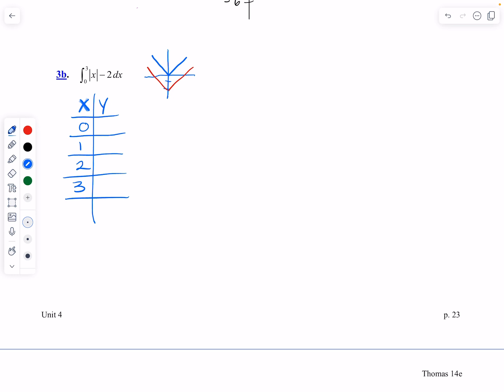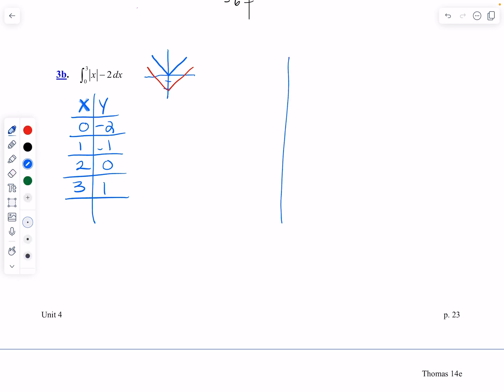So if I plug in 0, I get 0 minus 2, which is negative 2. If I plug in 1, absolute value of 1 is 1 minus 2 is negative 1. If I plug in 2, the absolute value of 2 minus 2 is 0. And if I plug in 3, the absolute value of 3 is 3 minus 2, which is 1. So I get these points 0, negative 2, 1, negative 1, 2, 0, and 3, 1. So let's go ahead and plot that out.